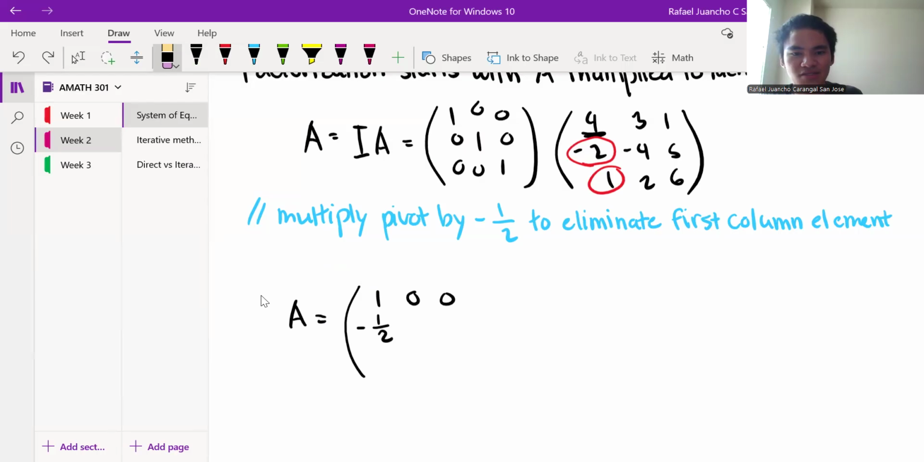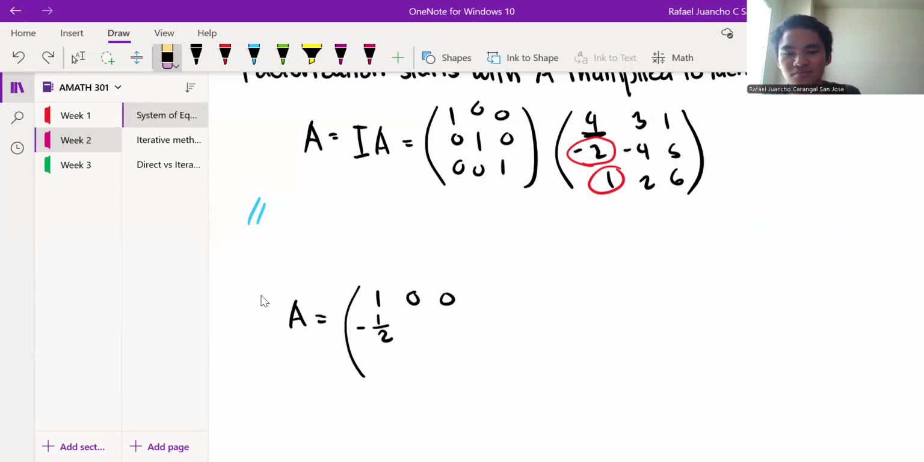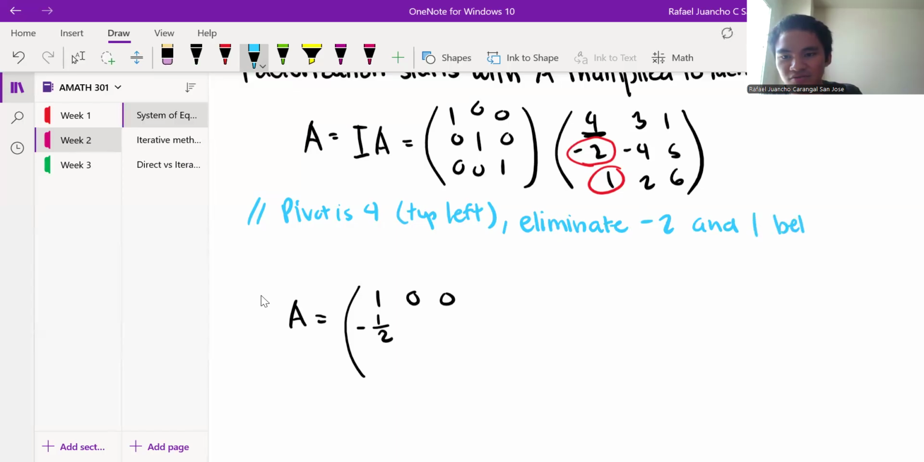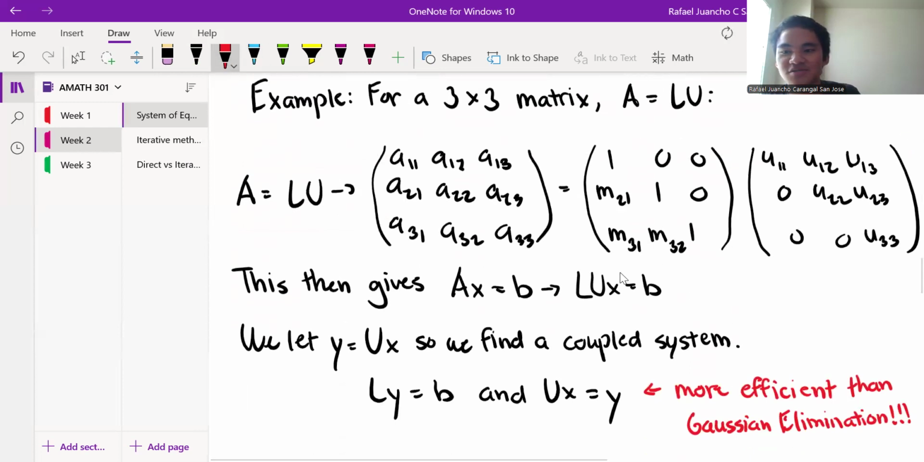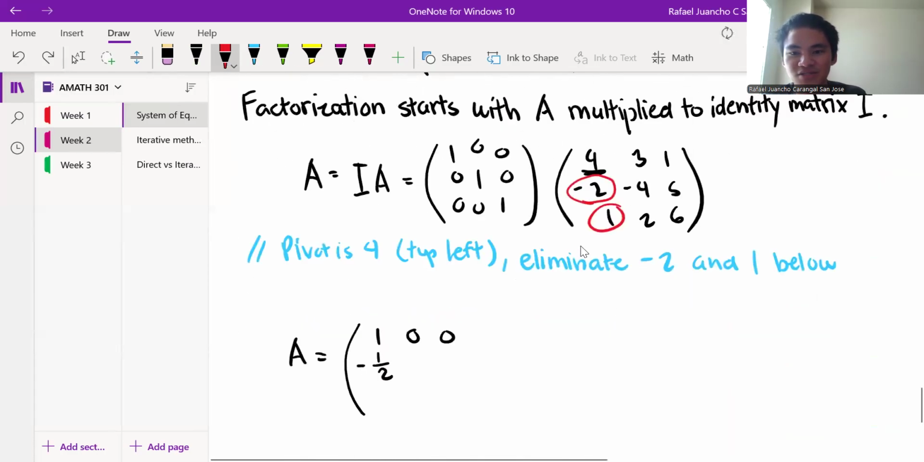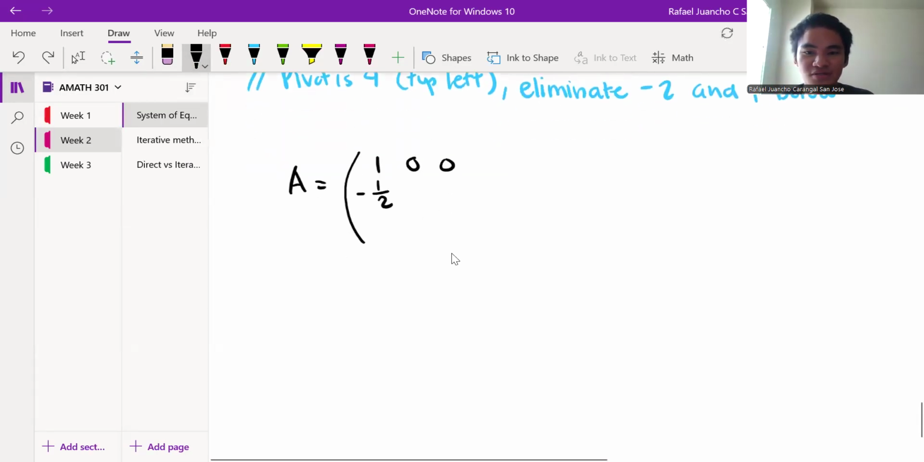So basically, let's not write this. Pivot is 4, top left. Eliminate -2 and 1 below. Oh, now I see why they underline. Because the idea is you want to make it an upper triangular matrix like this, where there's basically zeros here. So two zeros in the first column and one zero in the second column. So you want to make it like that using Gaussian elimination, which is what we did actually. Okay, so let's do that.